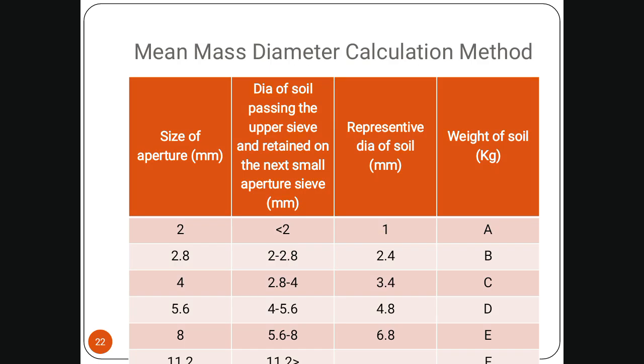This is the table. You can see the mean mass diameter calculation method. The first column is the size of aperture, the second is the diameter of the soil passing through the upper sieve and retained on the next smaller aperture sieve. Third is the representative diameter of the soil, and fourth is the weight of the soil in kg.